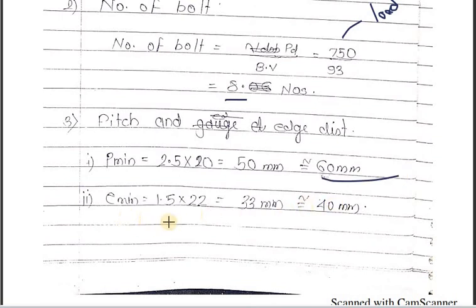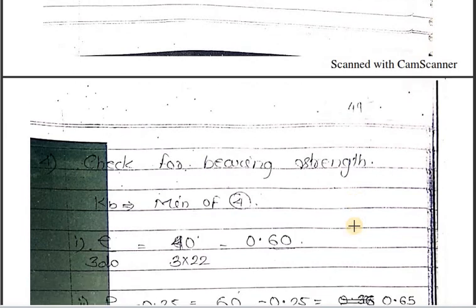What is the edge distance? Again it is 1.5 times D0. Here, for pitch we are taking D, but for edge distance we are using D0. The multiplication comes to be 33, so we are assuming somewhat more, as 40. That means the pitch value we are assuming as 60, and the edge distance we are assuming as 40.